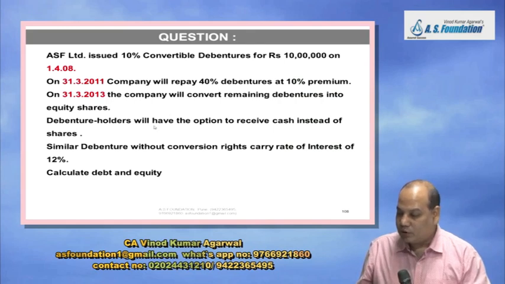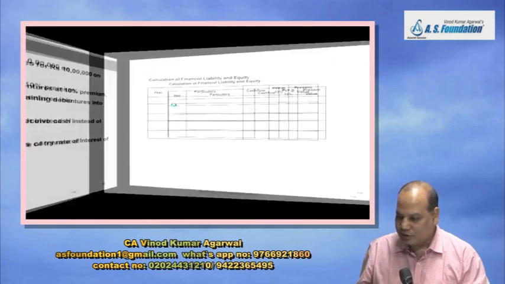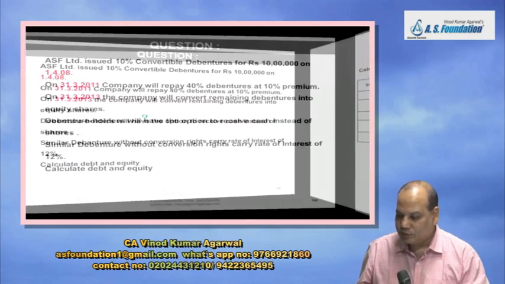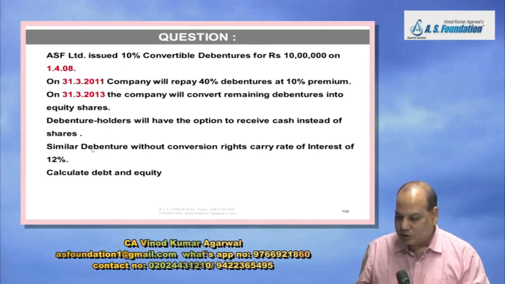Debenture holder will have the option to receive cash instead of shares. Sorry, you have to read this line also. It means they can opt for cash also. If they want, they can opt for cash. So consider the redemption value here, because the debenture holder has the option. Similar debenture without conversion right carries interest of 12%. Compute debt and equity. Start.